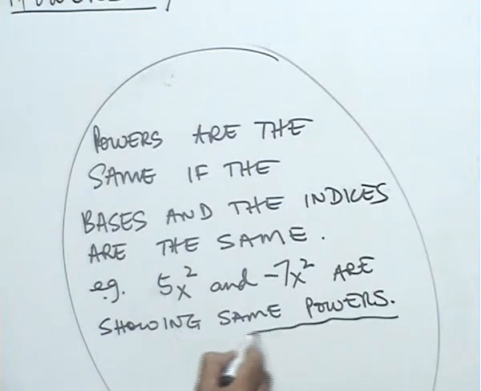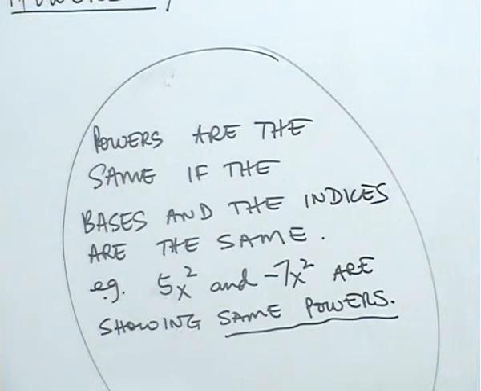So, we must be able to identify same powers. 5x squared and minus 7x squared. The power here is x squared, the power here is x squared. The bases are exactly the same, the indices are exactly the same, therefore these two powers are the same. Now this is a very, very important statement, and you must be very, very clear about this in order to work out like and unlike terms. If you're not clear about this, you will have problems with like and unlike terms.